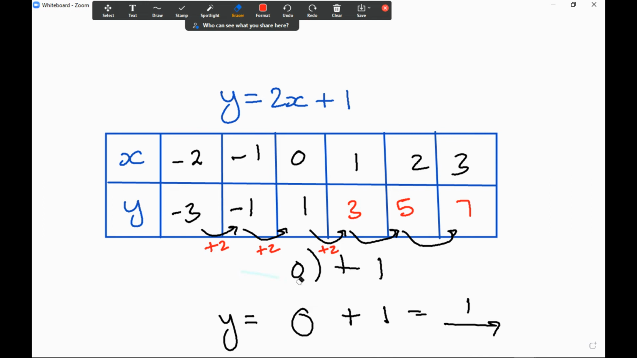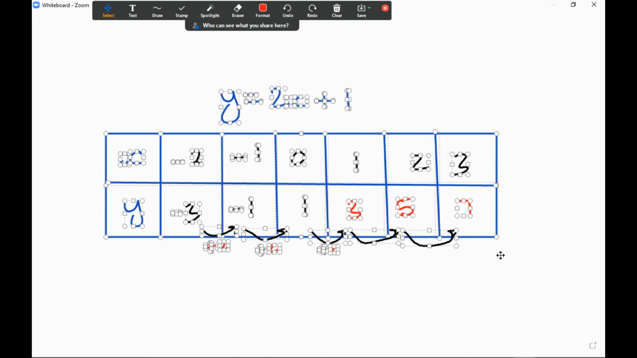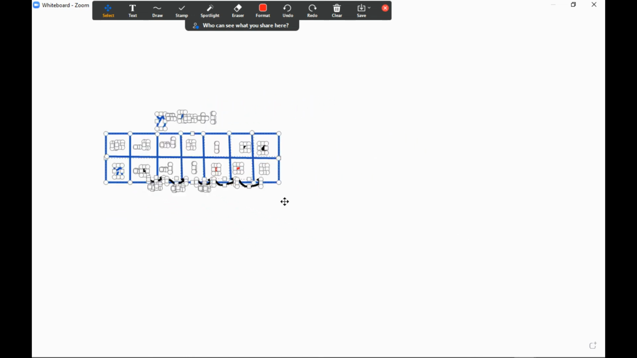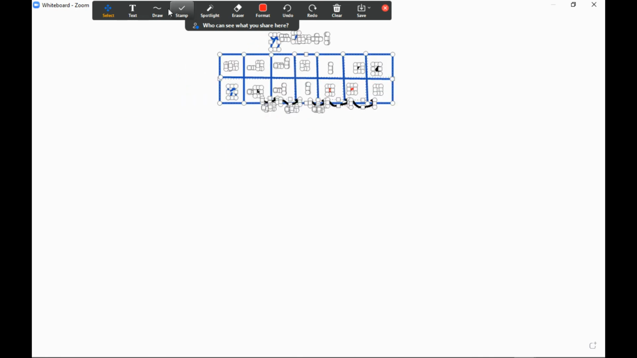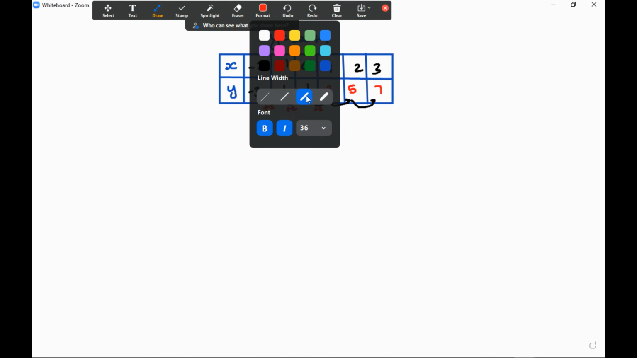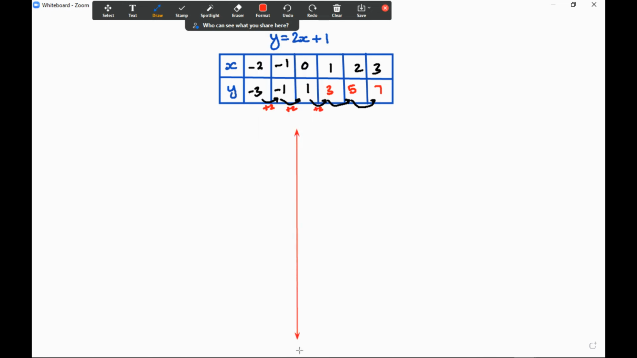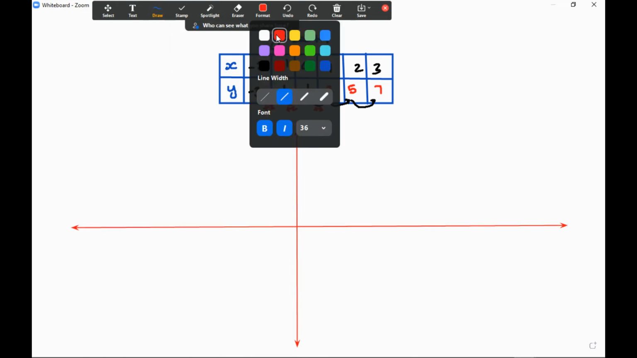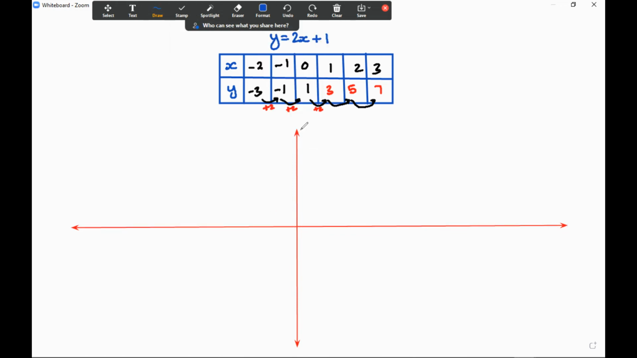Now, when I plot this, I've got to plot my x values and I've got to plot my y values very carefully, okay? So from here, I'm going to make this a little smaller. I'm now going to plot this on axes. Okay, so here we go. That's my axes being drawn. What's the vertical axis called? Y. What's the horizontal one?